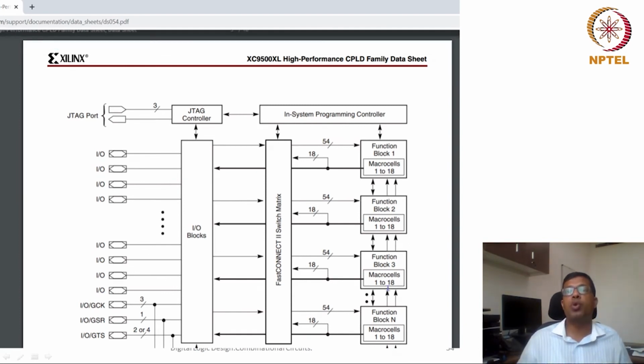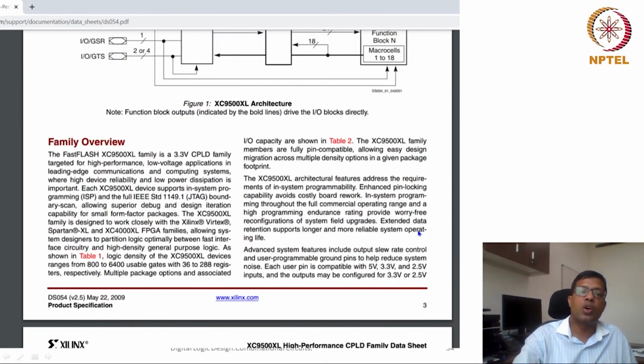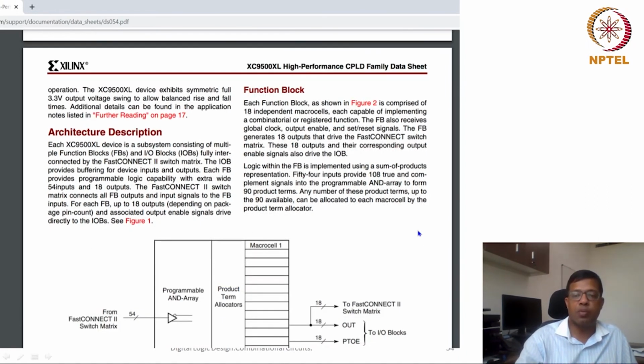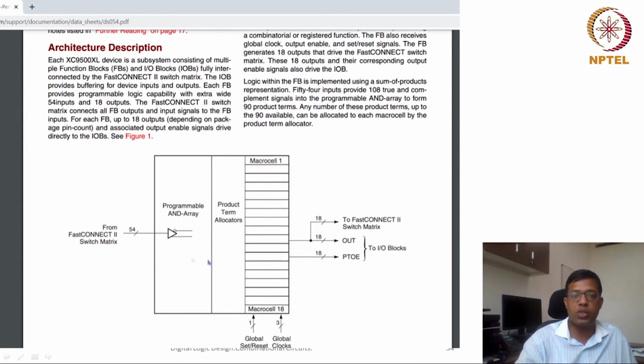Now I can create more complex logic, which can take all these different 18 inputs, and it can also do some processing in between. It can pass the output from one function block and give it to the other function block. So this way, because it was complex at that time, that's why it is called complex programmable logic device, or CPLD. Let's quickly look at these 18 microcells also.